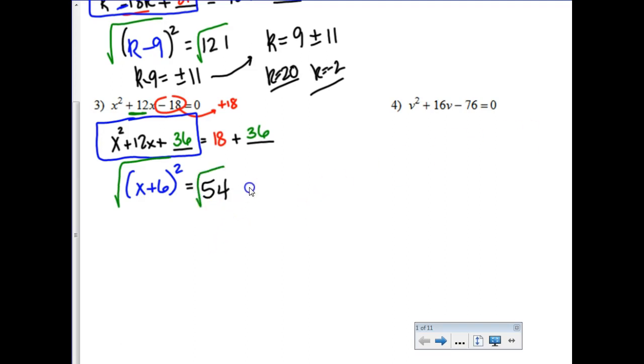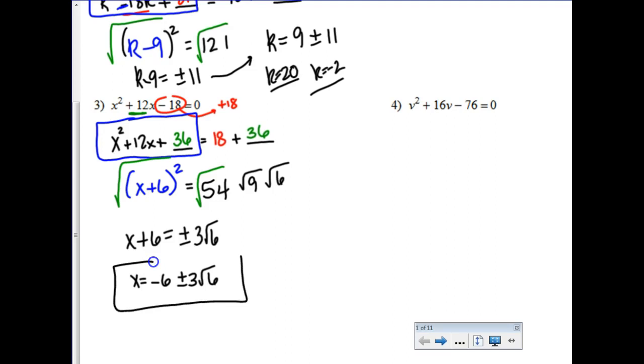And 54 does simplify, but not all the way like the previous question. So you have x plus 6 equals, I'm going to put down a plus or minus so I don't forget. So 54 can break into 9 times 6. So this simplifies to 3. So it's like 3 square root of 6. And this is an irrational answer, so when you subtract the 6 to the other side, just leave it as negative 6, and then both add and subtract 3 square root of 6.